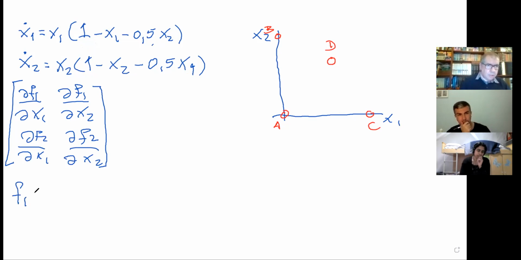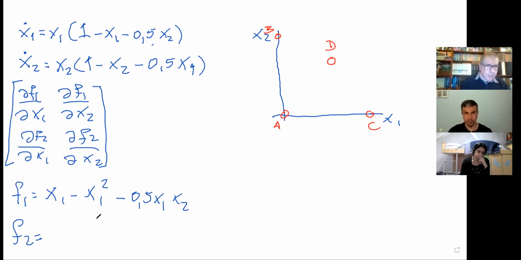F1 is what? Is x1 minus x1 squared minus 0.5 x1 x2. And f2 is x2 minus x2 squared minus 0.5 x1 x2. Okay, so compute these derivatives, please.